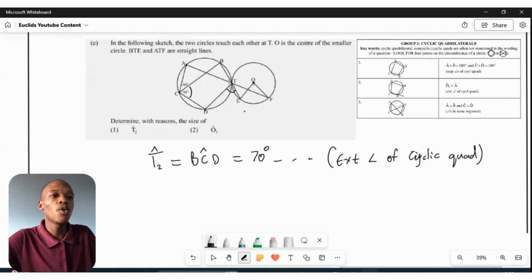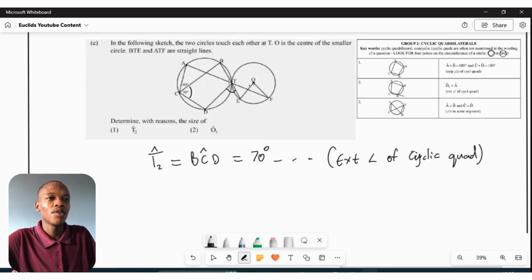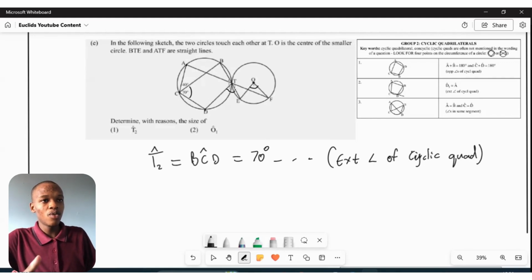Where is O1? O1 is the angle at the center for the smaller circle. How are we going to get to that? T1 is going to help us. But do we have a value for T1? No, we don't. But T1 is vertically opposite to T4. Do we have a value for T4? No, we don't have it yet. But we can get it, because angle T4 and angle ACB are equal: angles in the same segment.